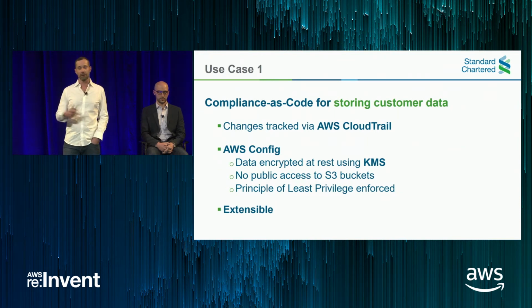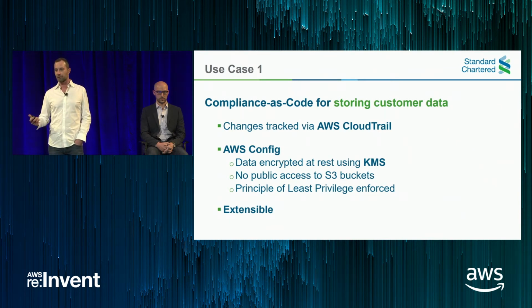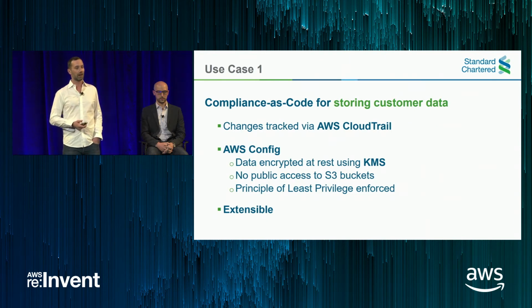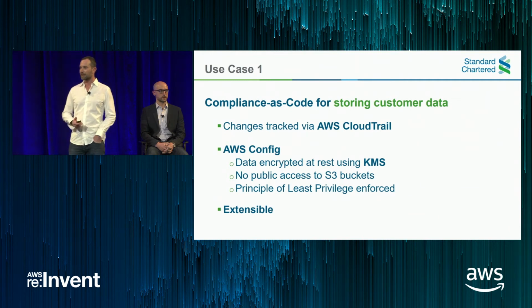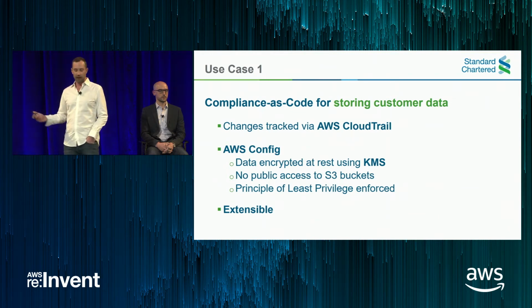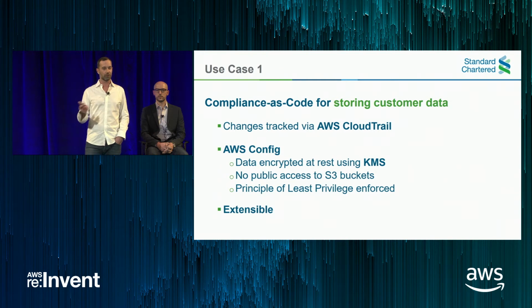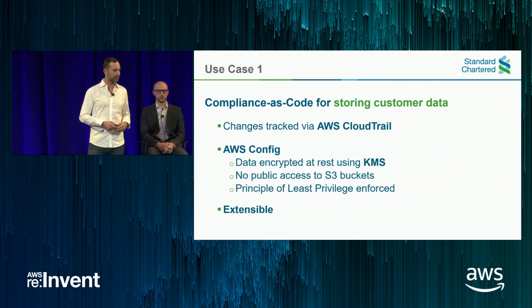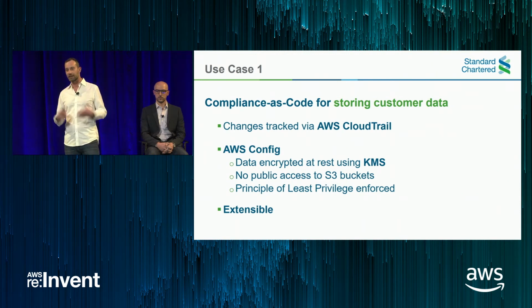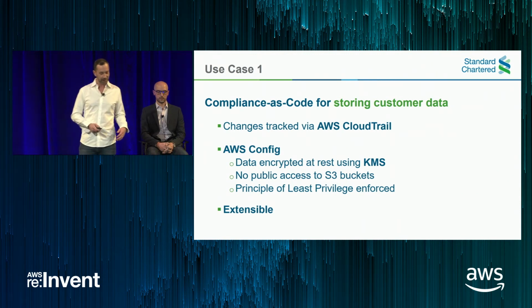So we wanted changes of the structure of our data to be tracked. So CloudTrail gives us a visibility of the API calls and allow us to detect any change to the controls we have in place. And then for continuous checks, we use AWS Config to make sure data is encrypted at rest using KMS. Our S3 buckets are not publicly accessible, and that our principle of least privilege is enforced.